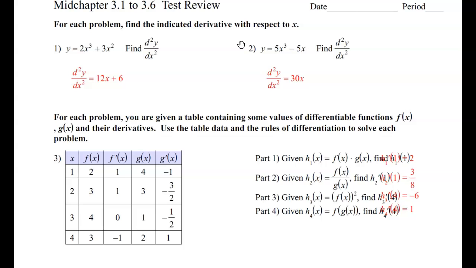All right, so number 3, the first answer, h prime of 1 was 2. H prime of 1 in part 2 was 3/8. H prime of 4 was -6. And H prime of 4 in part 4 was 1.